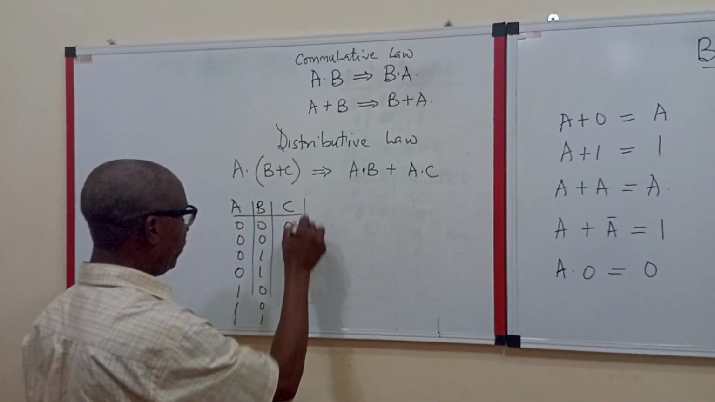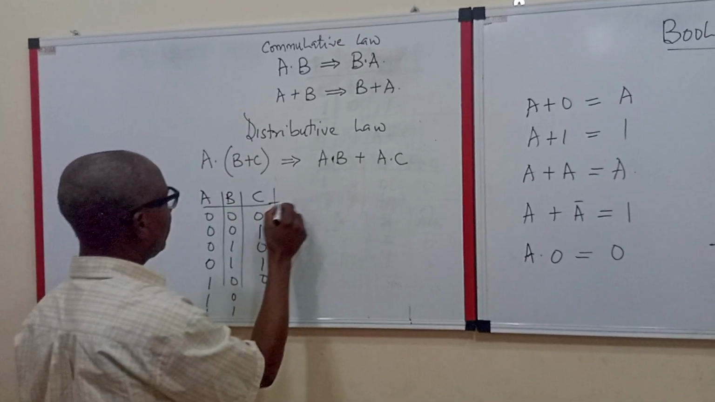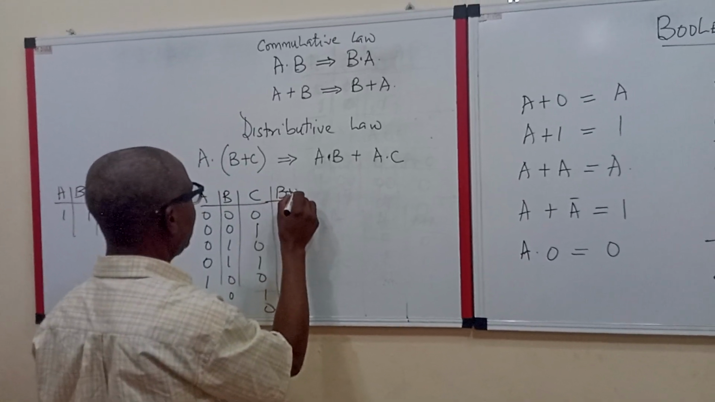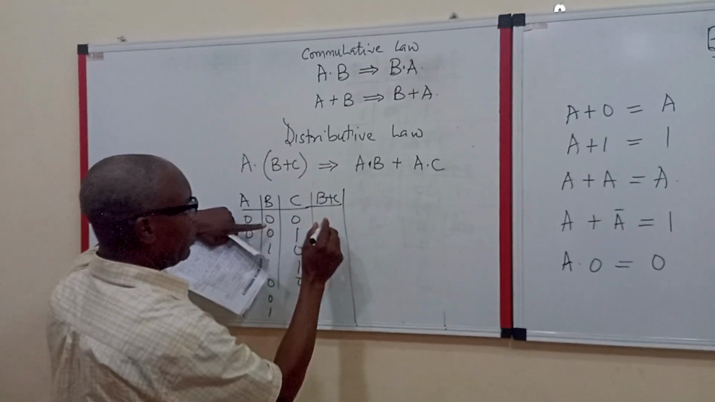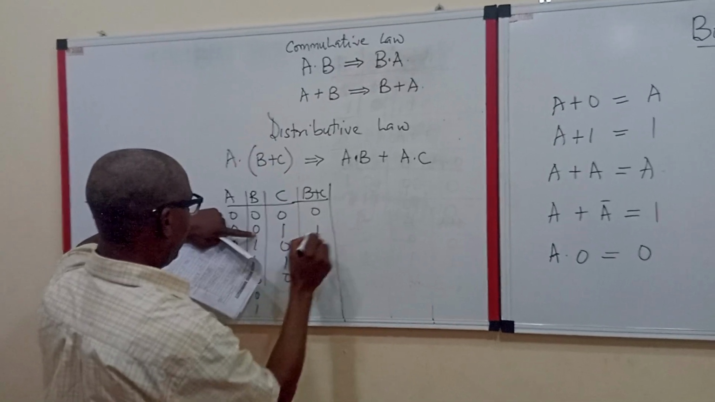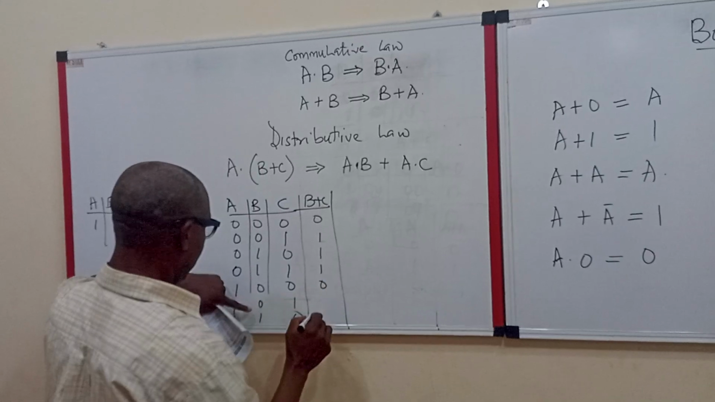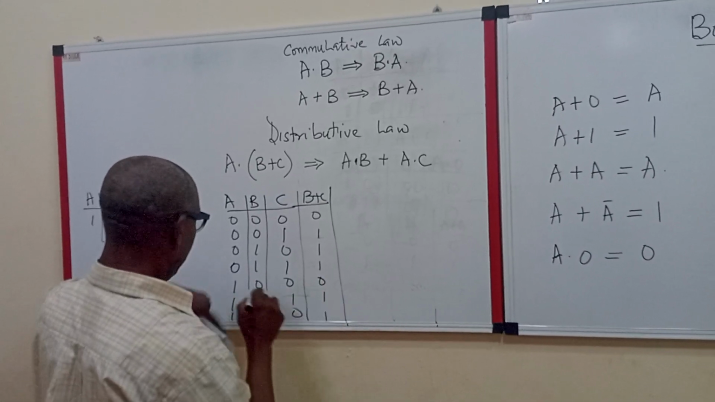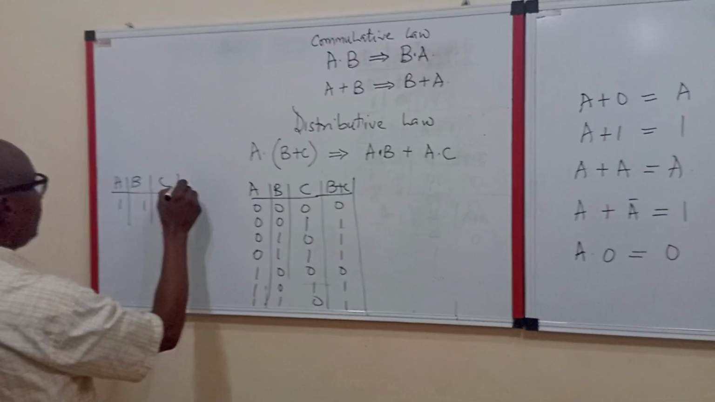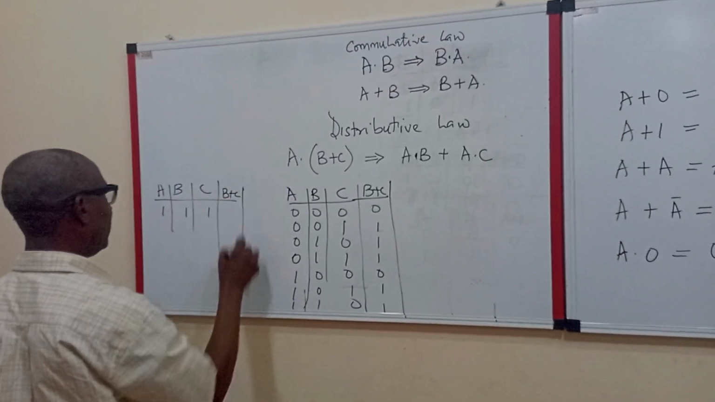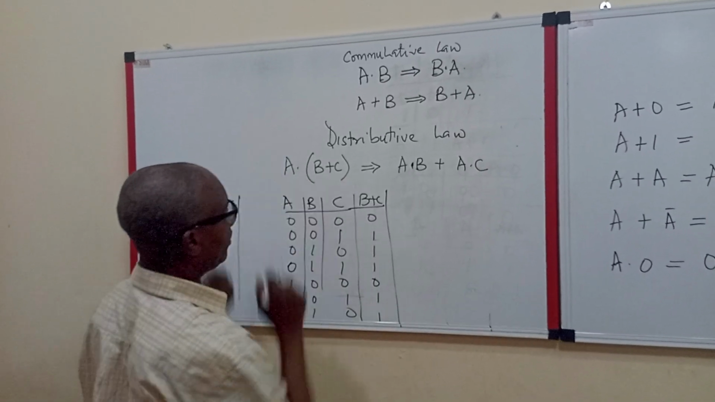So if we do A, here we are doing the bracket first. So we have B plus C, which is B or C. We have 0 for 0 and 0, then 1, 1, 1, then 0, then 1, 1. This is B plus C.